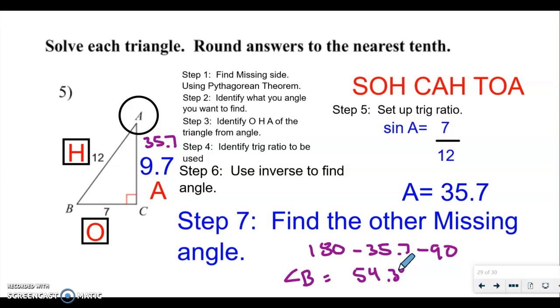Okay, so I have a couple questions in which you guys are going to be asked to find the missing angle and the missing side for me. Well, one missing side, two missing angles.